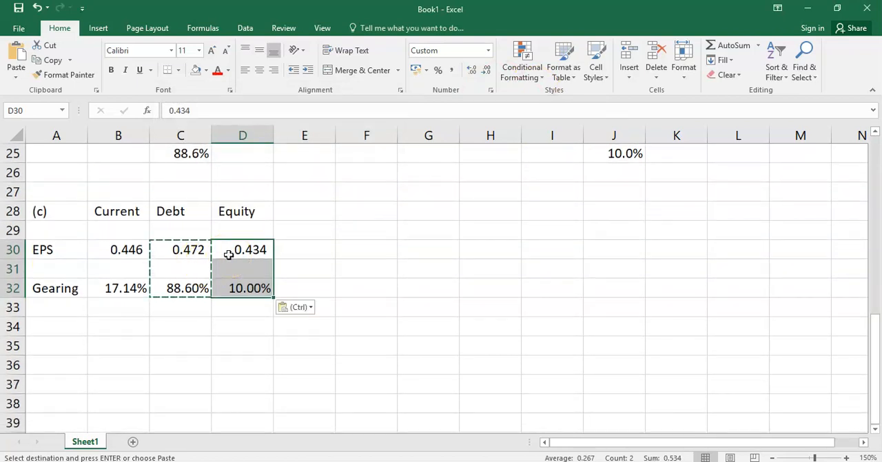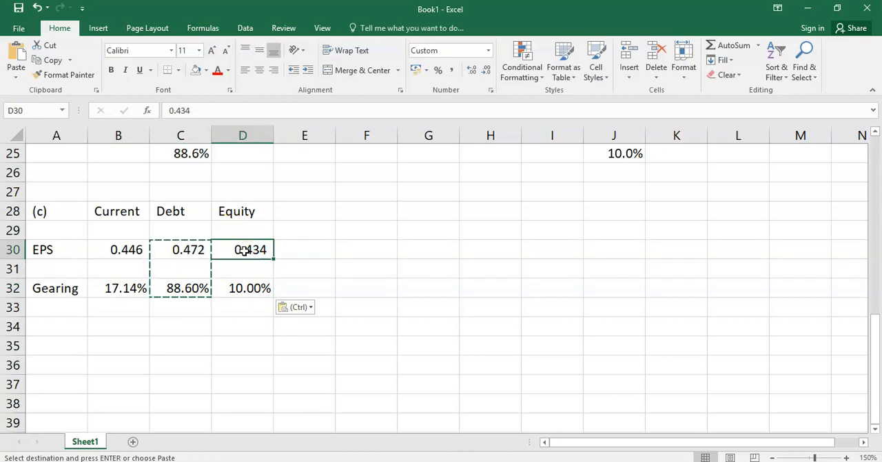In terms of your commentary then, well, essentially what you're saying is, if you go with the debt, you have an increase in your earnings per share, but you have a significant increase in your gearing. Right, it's going up nearly 7 or 8 times. So that's a huge extra risk that the shareholders may not want to burden. Whereas you're lowering your gearing with the equity, but there is a dilution of control.